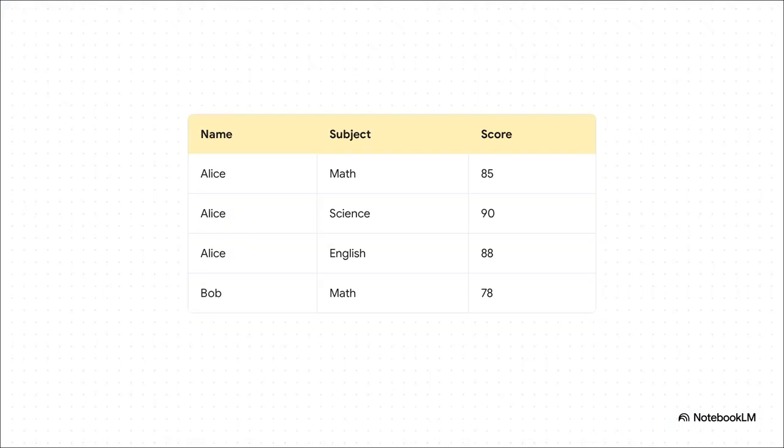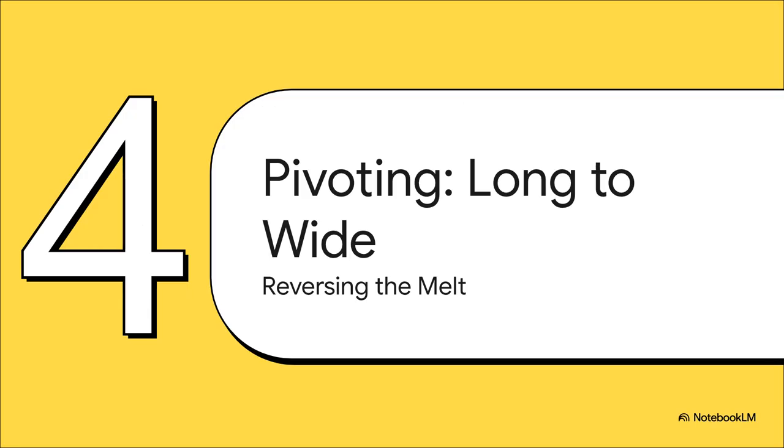And here's the result. It's what we call a long or tidy format. Now, every single row is one self-contained observation. 1 student, 1 subject, 1 score. This structure is way more flexible, and trust me, it's what most data analysis and visualization tools are built to work with. Okay, so we've gone from wide to long.